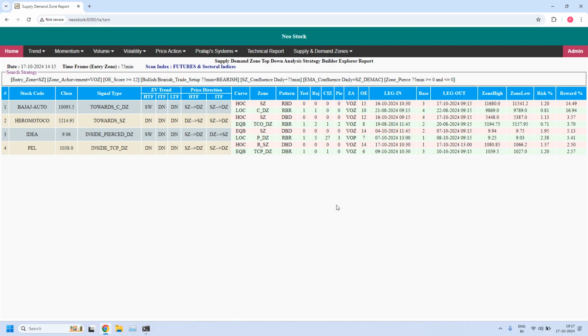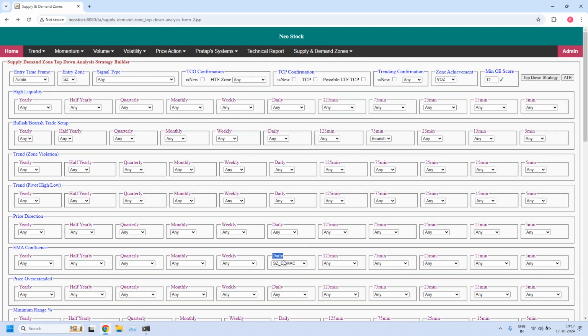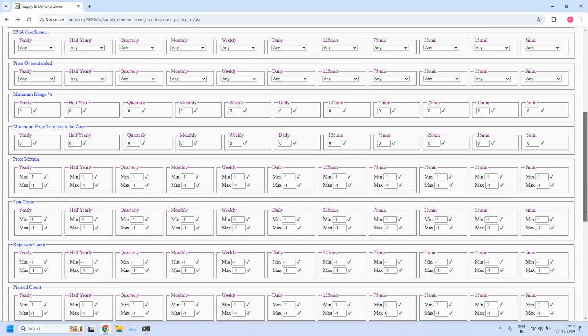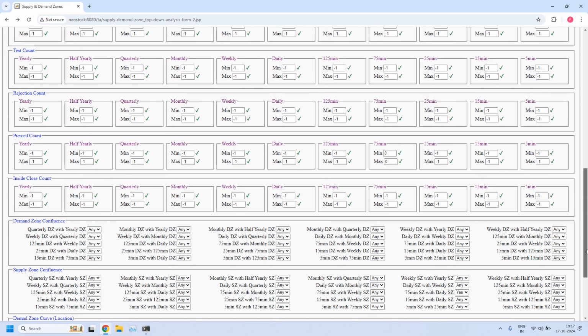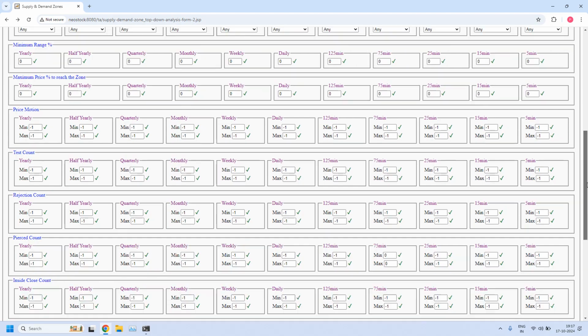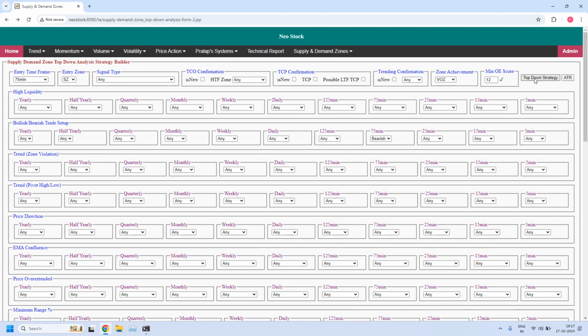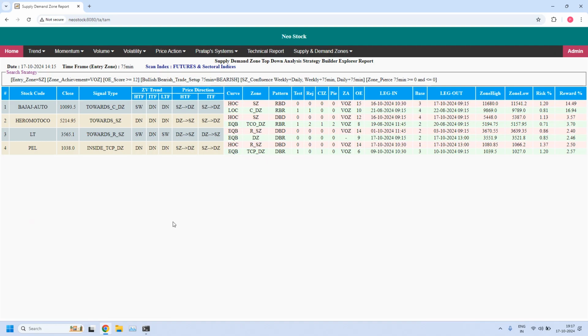Next, I think something is missed. One more filter we need, that is LTF, ITF, HTF confluence. So without this EMA filter, in the supply zone confluence, I am enabling 2 more filters. That is 75-minute supply zone with weekly supply zone, and also daily supply zone with weekly supply zone. Already we set 75-minute supply zone with daily supply zone. With all the 3 filters, LTF, ITF, HTF confluence, we got 4 stocks.